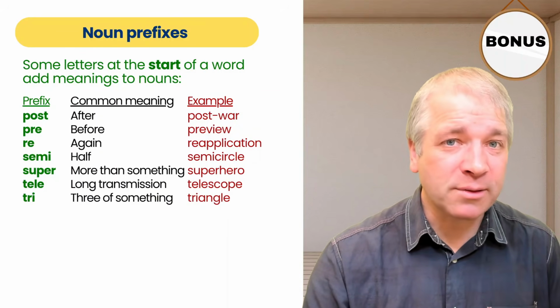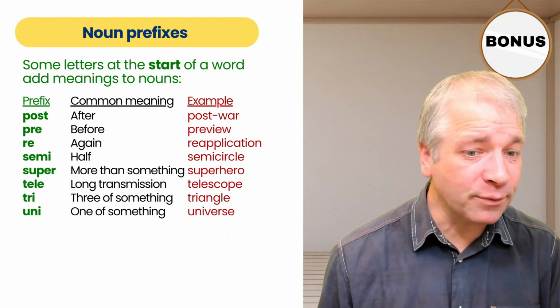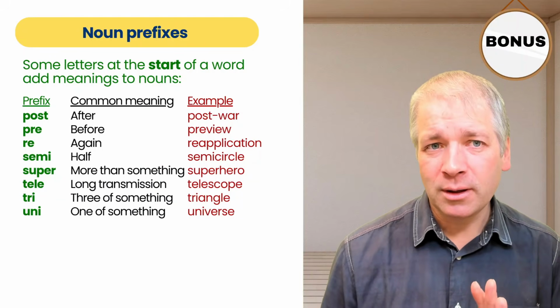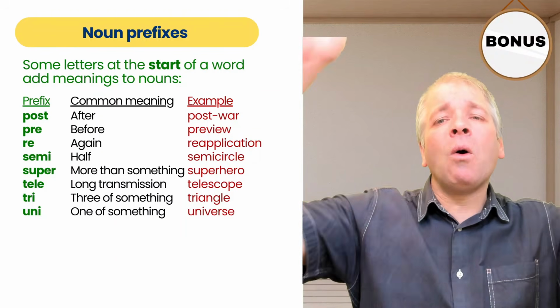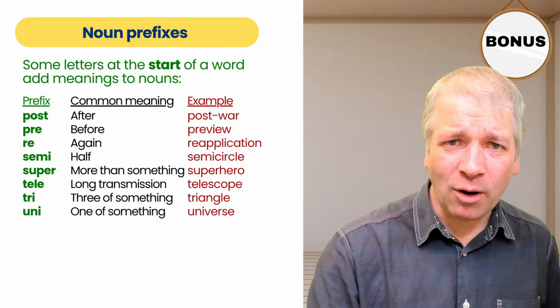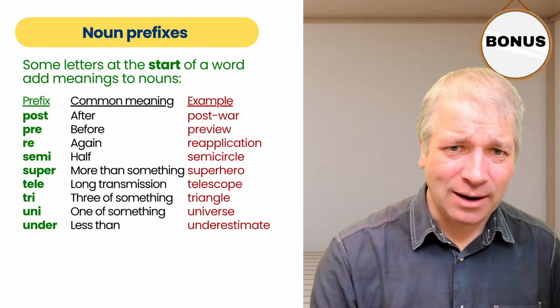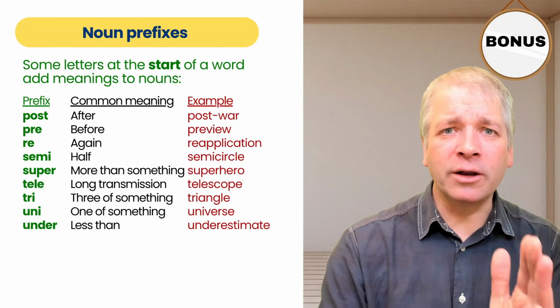Tri means three of something, like a triangle has three sides. Uni means one of something. Universe means one whole area of space that we are aware of. It just means one. And under means less than. Under goes with an underestimate.